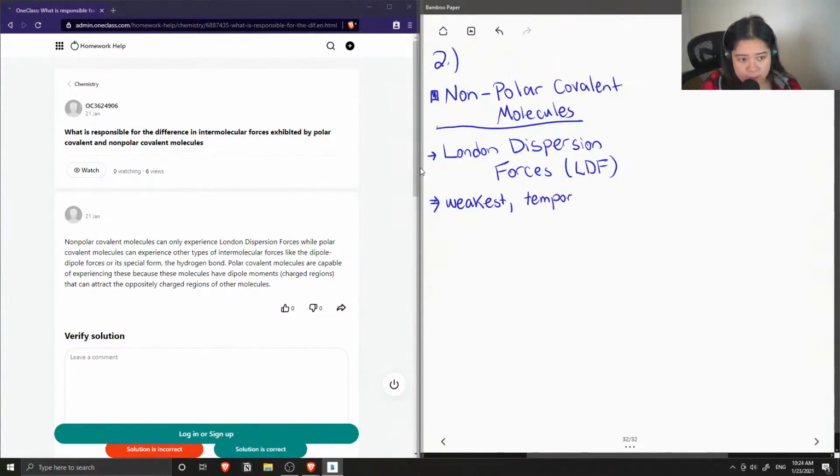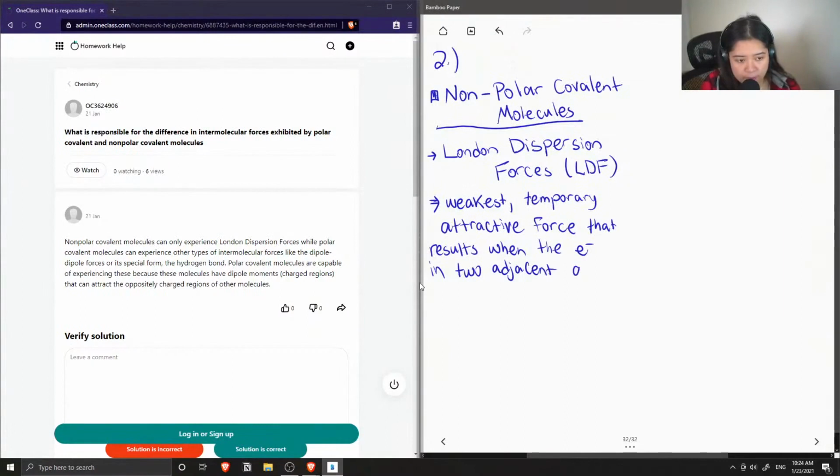and they are the temporary attraction or temporary attractive force that results when the electrons in two adjacent atoms form temporary dipoles. Okay, so these are London dispersion forces.